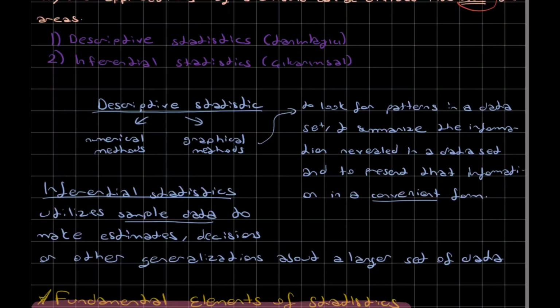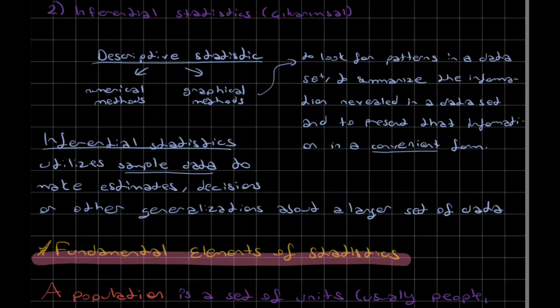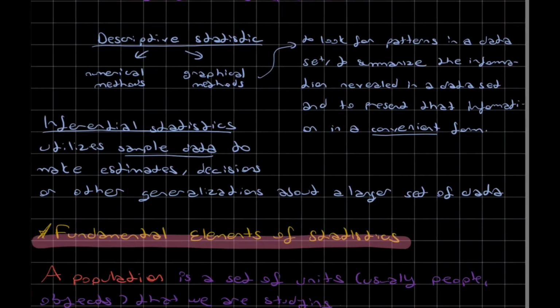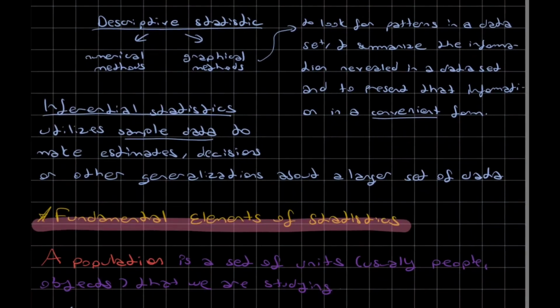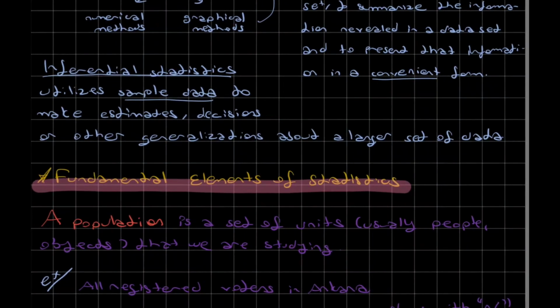What is descriptive statistics? It is divided into two main areas, numerical methods and graphical methods. It is used to look for patterns in a data set, to summarize the information revealed in a data set, and to present that information in a convenient form. Inferential statistics utilize sample data to make estimates, decisions, or other generalizations about a larger set of data.